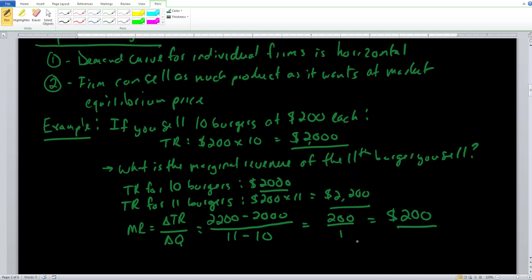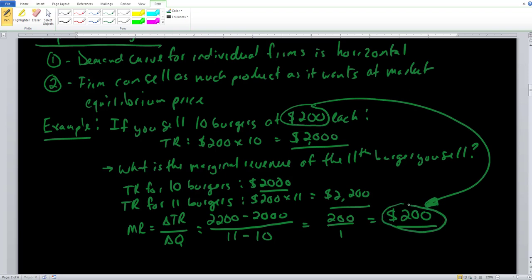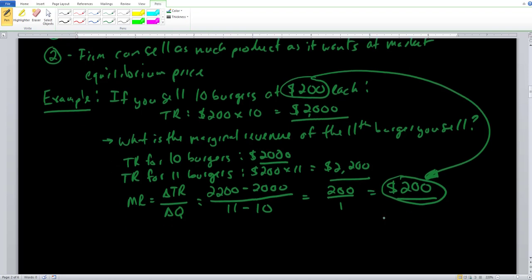And what exactly do you notice about our marginal revenue? Our marginal revenue is exactly the same as the market equilibrium price that we see right here. And that is going to lead us to point number 3 in this graphical analysis. The third point is that marginal revenue is always going to equal the price, which equals the demand curve, for firms operating under perfect competition. And this is something that we're only going to see under this market structure.